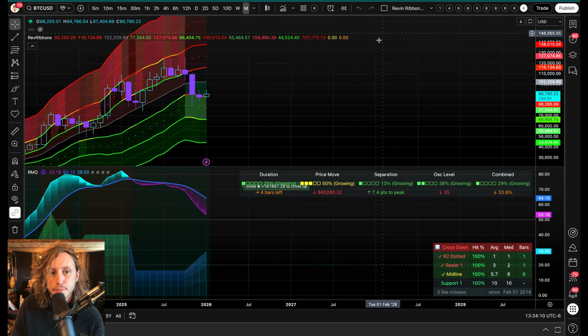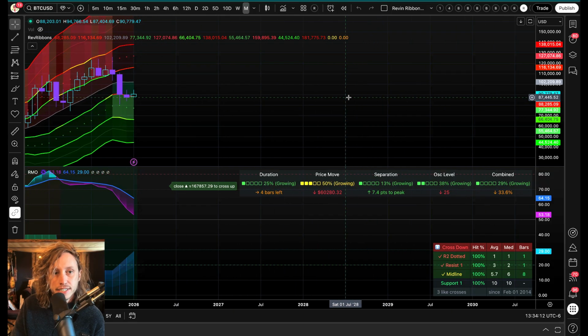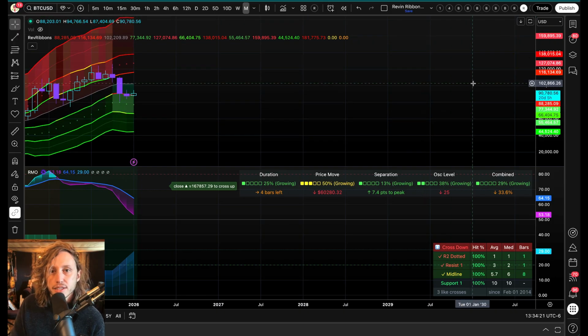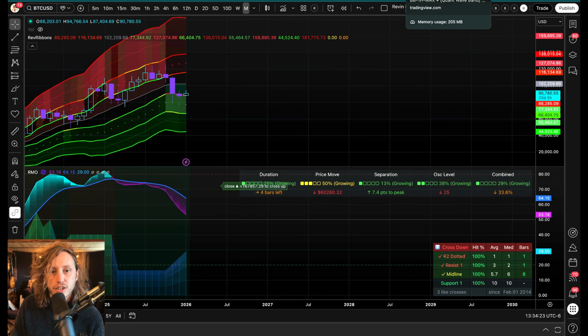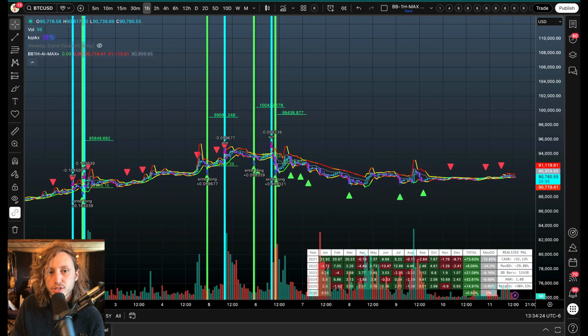On the monthly time frame, nothing new to look at here except we're playing between the midline and the support 1 band. So that's all that we really have going on. Nothing too new in the markets. Let's look at a couple strategies here, and then we'll jump to the last one.